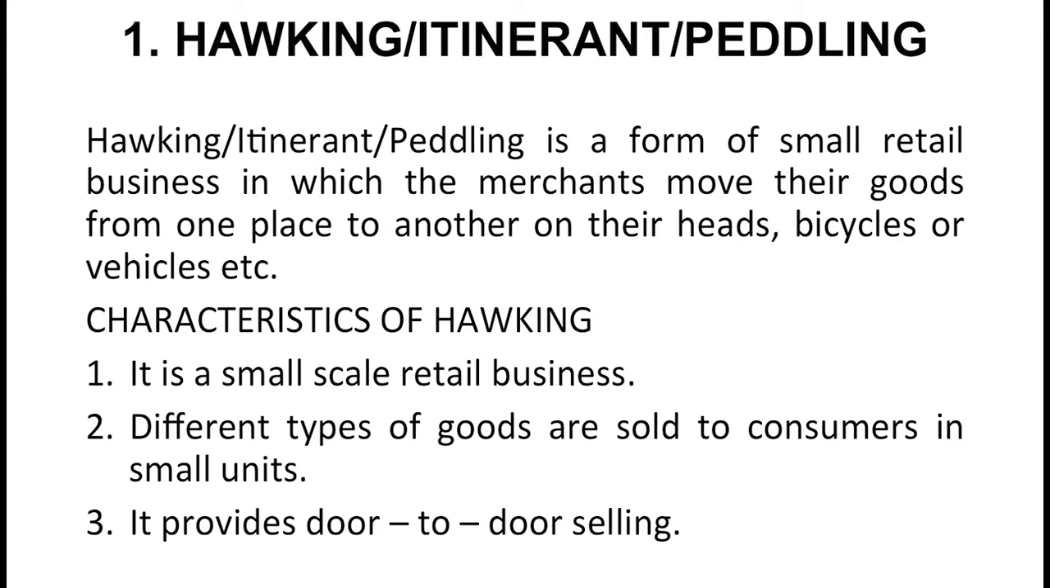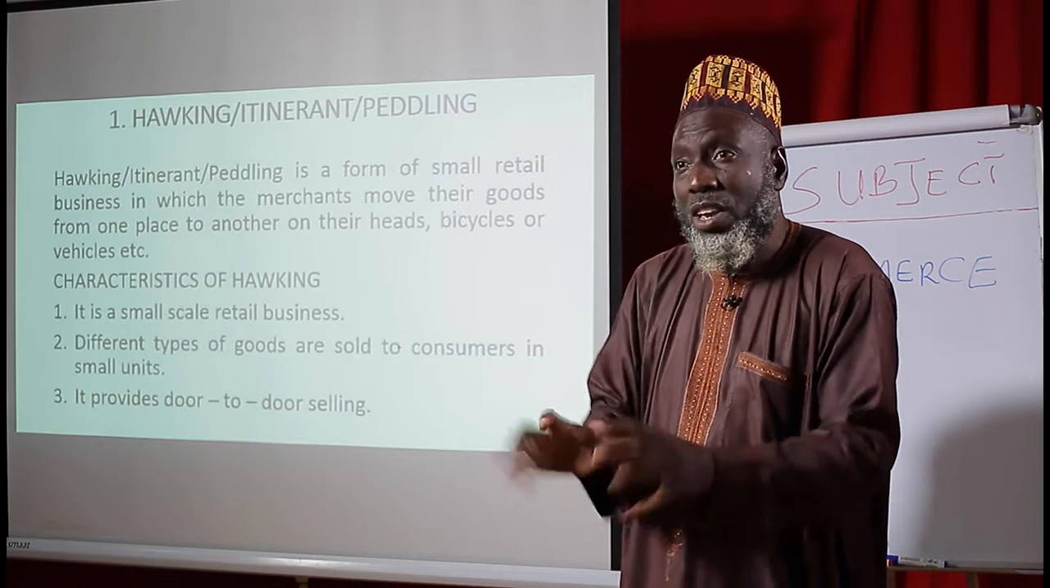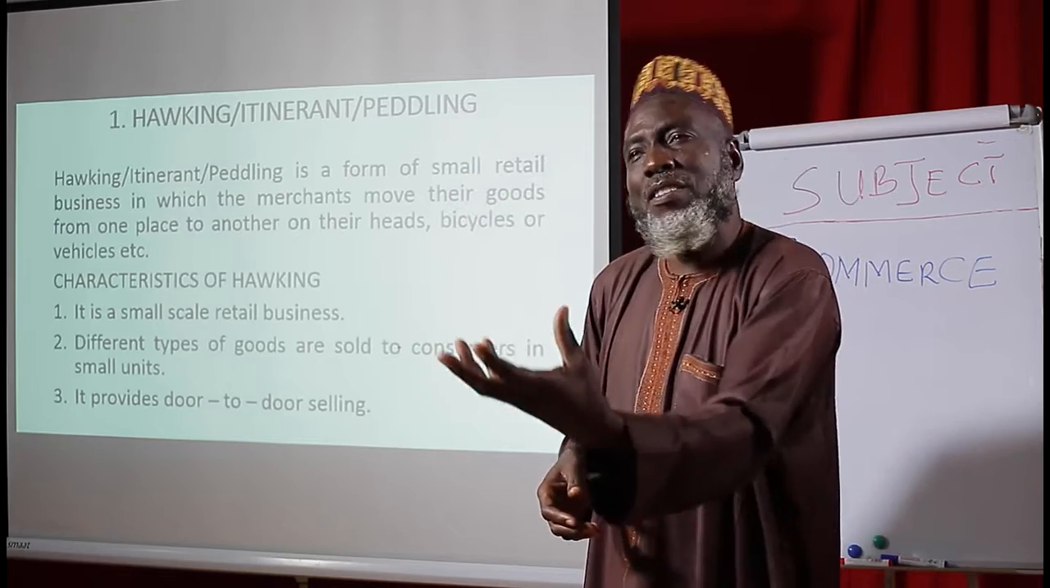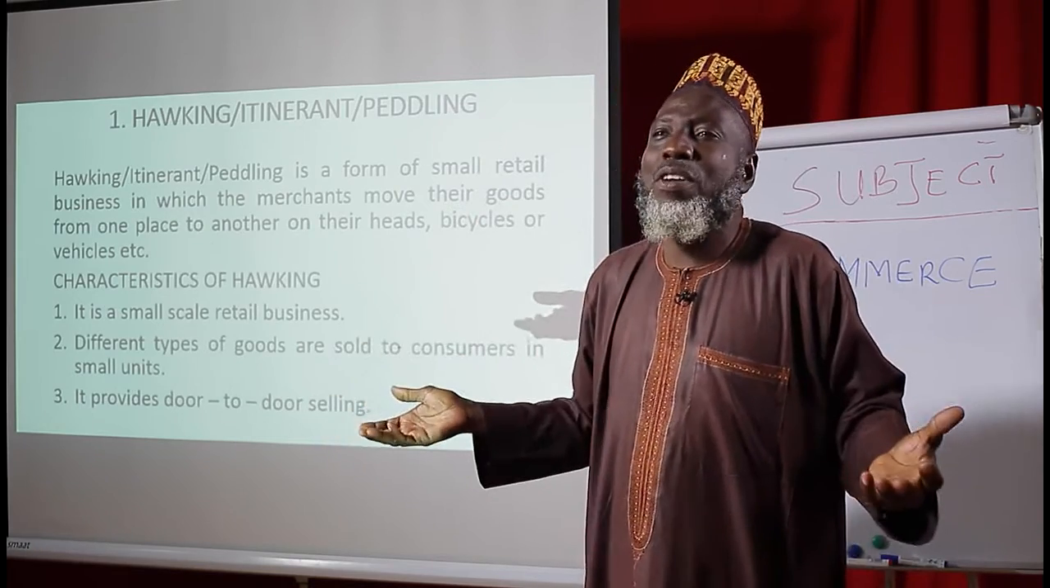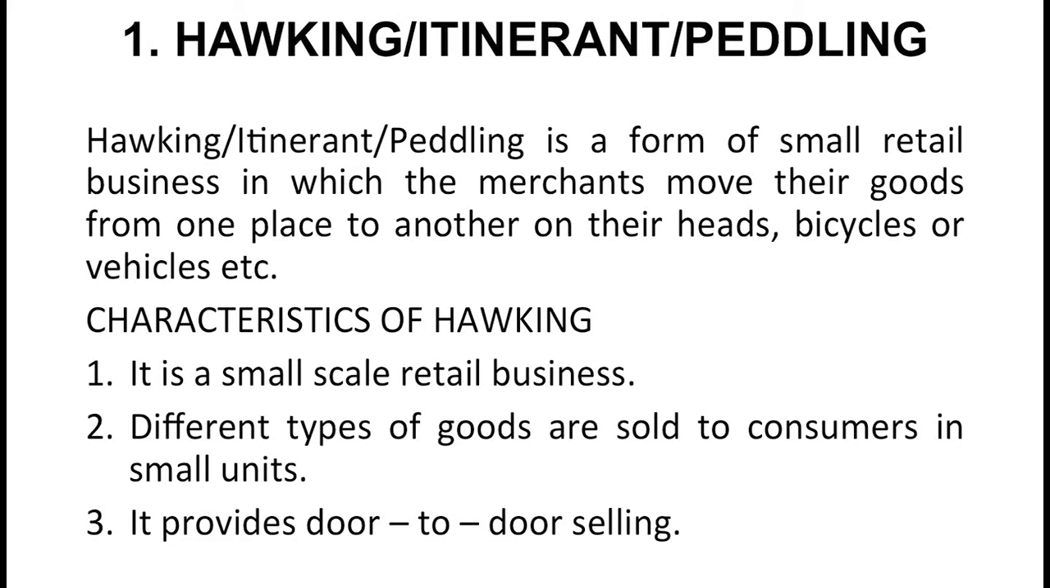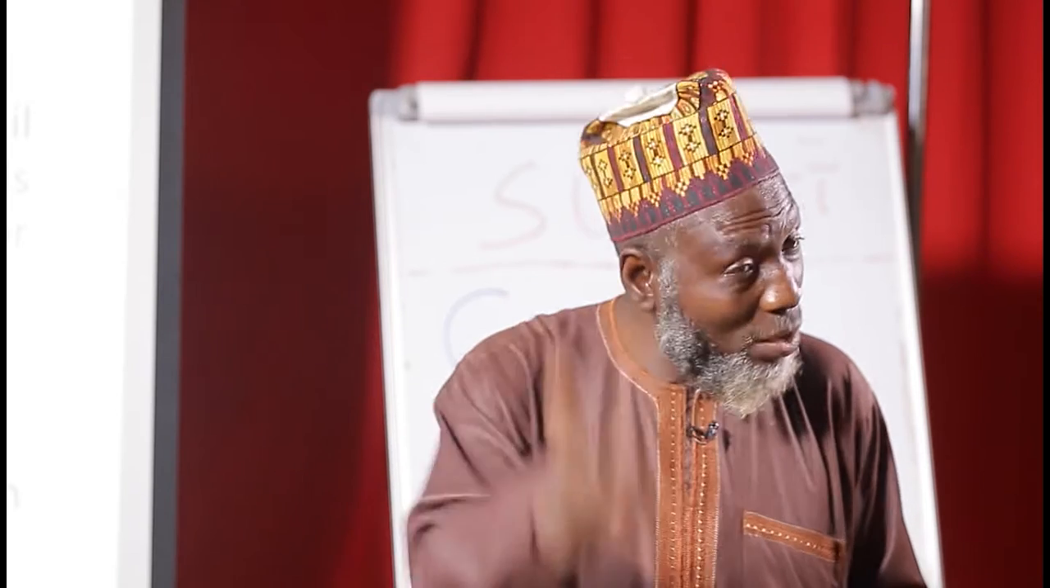Characteristics of hawking. Number one, it is a small-scale retail business because it uses small capital. Sometimes somebody carrying certain goods on his head, costing less than 500 or even 1,000. It is a small-scale business. Number two, there are different types of goods that are sold to consumers in small units. Number three, it provides door-to-door service. Sometimes you are at home, you hear somebody coming to your doorstep saying, buy bread, buy this and buy that.